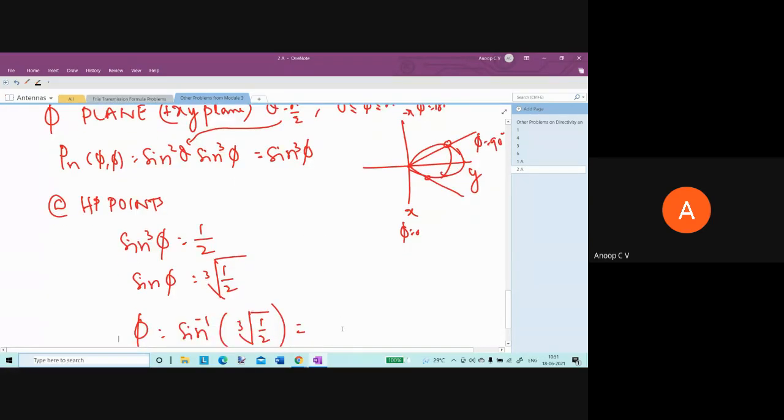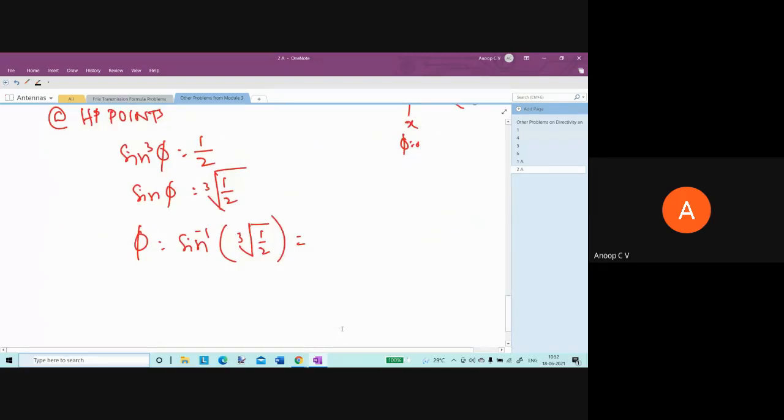In first and second quadrant, sine will have the same value. Sine will be positive in first and second quadrant. So what are these values? In first quadrant, what is the value? 52.53 degree. And in second quadrant, it will be 180 minus 52.53. What is that? 127.47. Please verify, is it 180 minus 52.53?